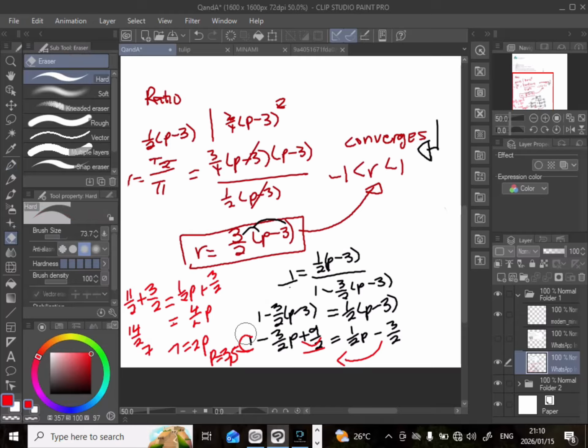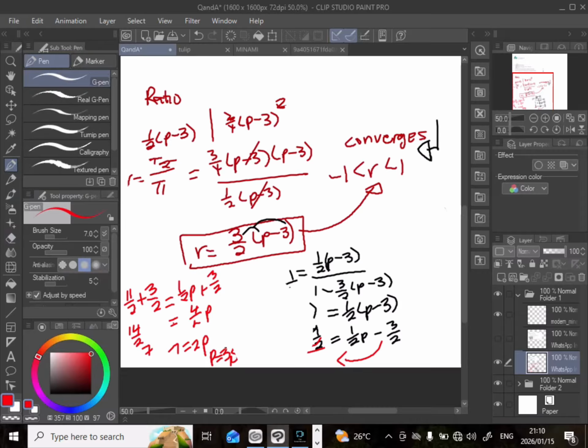So just like that, we have found the value of p, that it is equal to 3.5.